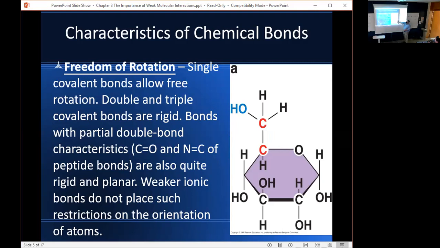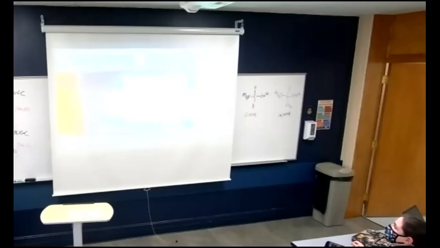This monosaccharide here. Carbon six is attached to the hydroxyl. We have a single covalent bond, so we can get 360 degrees of rotation around this single covalent bond. If you can imagine this group just spinning like a helicopter, it could do that. We can get 360 degrees of rotation around that single covalent bond. If we're talking about double covalent bonds or triple covalent bonds, they're planar and rigid. So we don't get that freedom of rotation.